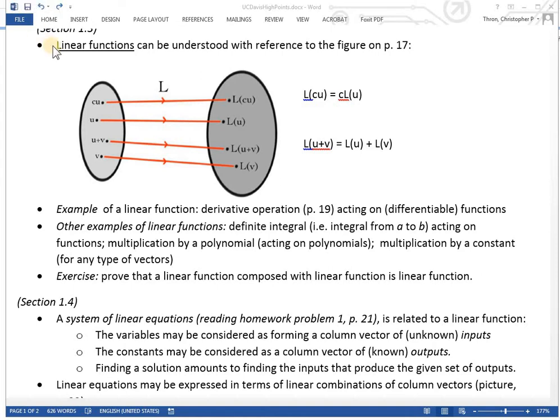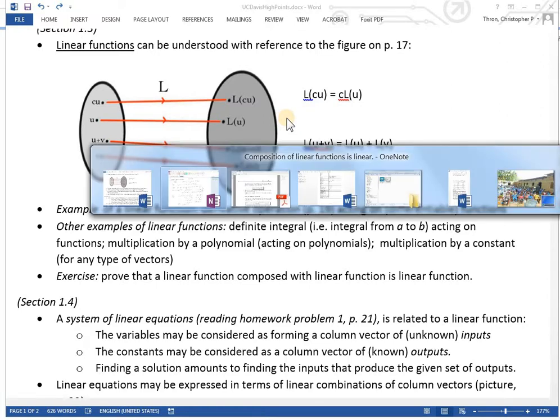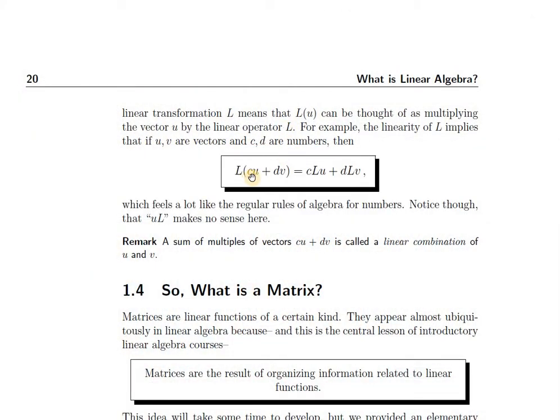Okay, so in the last video we talked about linear functions. We have this picture, and a linear function can be summarized by this equation here. A linear function acting on a linear combination is the linear combination of the linear function evaluations. Notice that here he uses parentheses. Here he's dropped the parentheses, and there's a reason for that. But you should think of LU as L evaluated on the vector U.